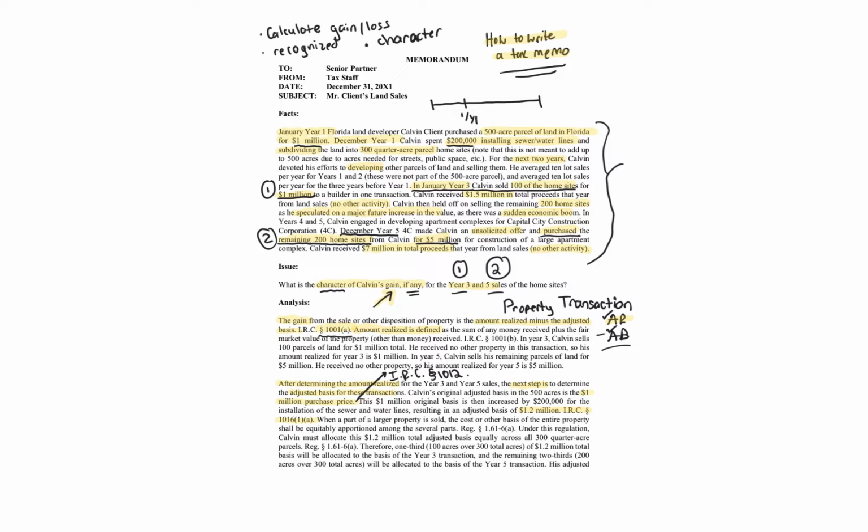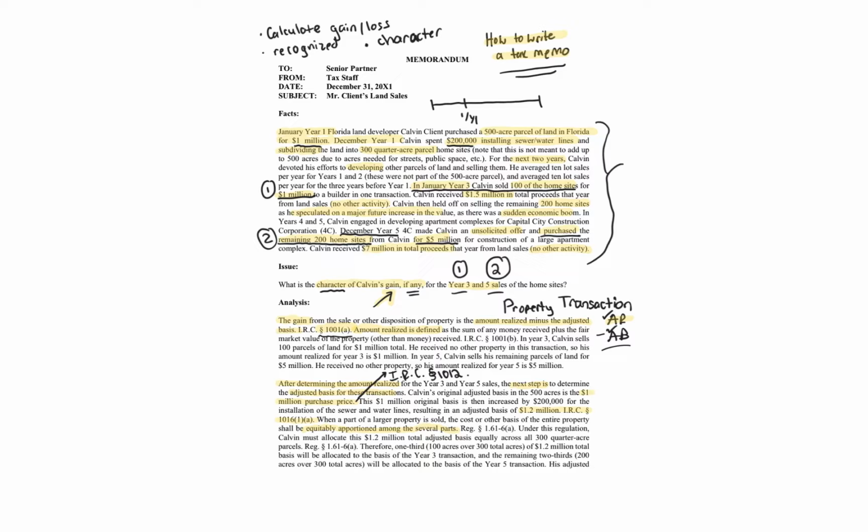Now, we've got an issue though, because we're selling the 300 acres on 2 dates. It's not all the same tax year. If it was the same tax year, we could just use the basis and total everything up. But it's year 3 and year 5. So we're going to need to prorate or apportion the basis somehow. When a part of a larger property is sold, the costs or other basis of the entire property shall be equitably apportioned. Let me get my highlighter there, my apologies. Equitably apportioned among the several parts.